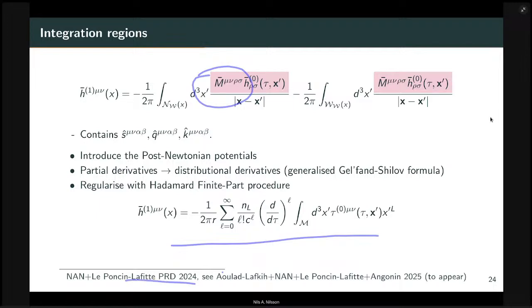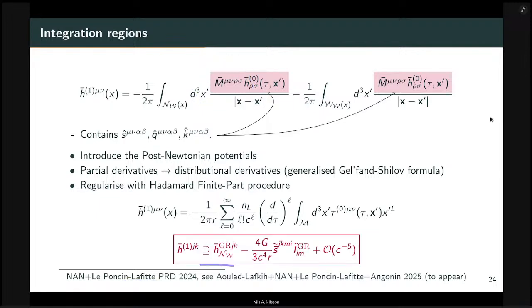Now, it doesn't really matter what I chose. The important thing here is that you have some very desirable features. It's a correction to GR, right? It has the right dimensions, and it goes as 1 over r, also great. And it's proportional to some known GR object. And this I is the inertia tensor of the source.